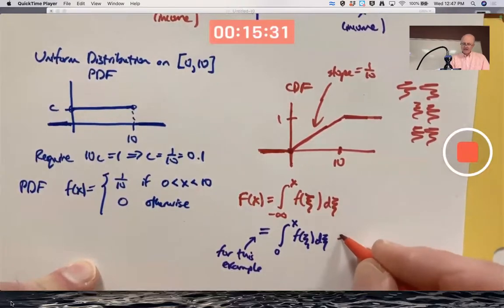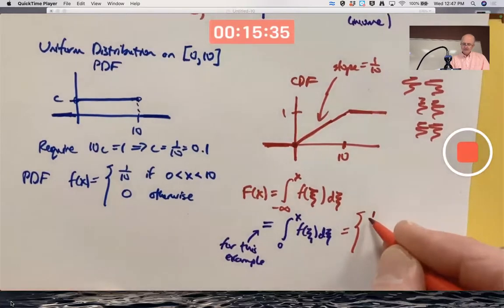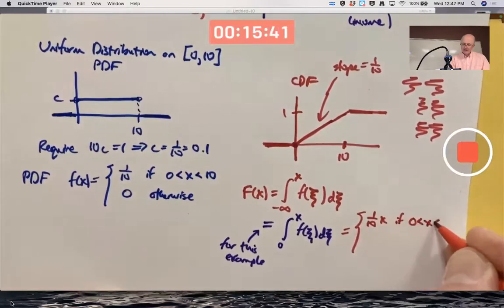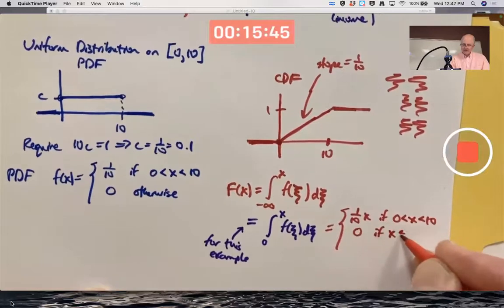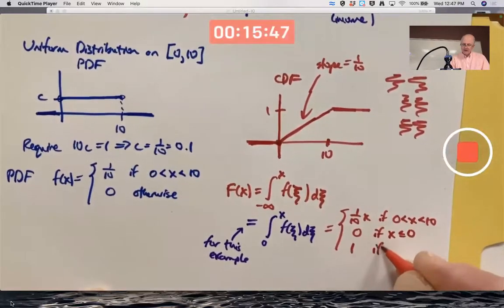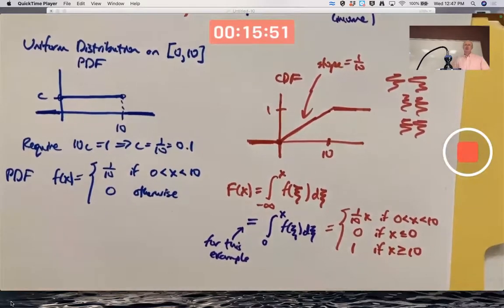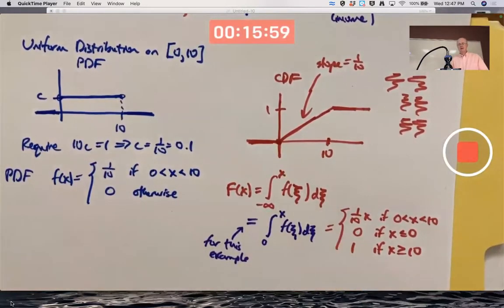And the formula for this then is 1/10 x if x is between 0 and 10. 0 if x is negative, say less than or equal to 0, and 1 if x is greater than or equal to 10. Right, and the integral of 1/10 is 1/10 x. And we want the value to go through 0, so the plus c would be plus 0 really for this part.